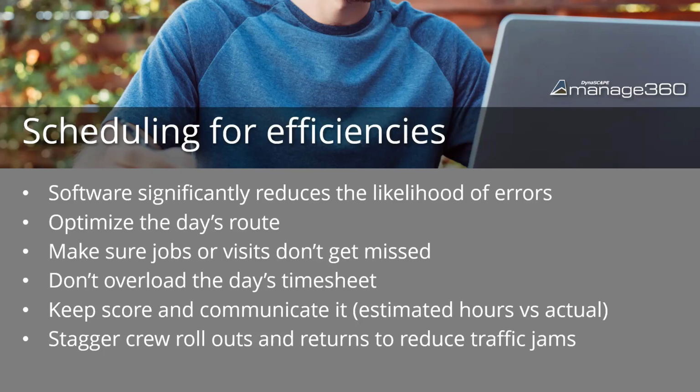With a schedule, it helps you keep score and the ability to communicate it. On the schedule with a job, you can have the estimated hours and what they've actually used to date. And another good piece of advice that a landscape owner told to me was to stagger crew rollouts and returns. And you just are able to reduce traffic jams. So it all goes towards scheduling efficiencies.